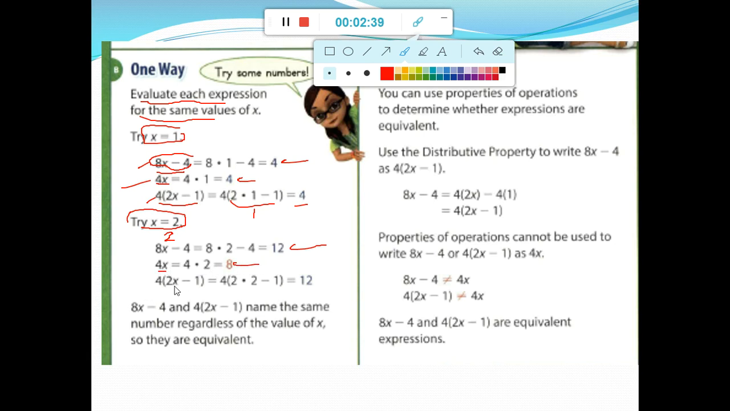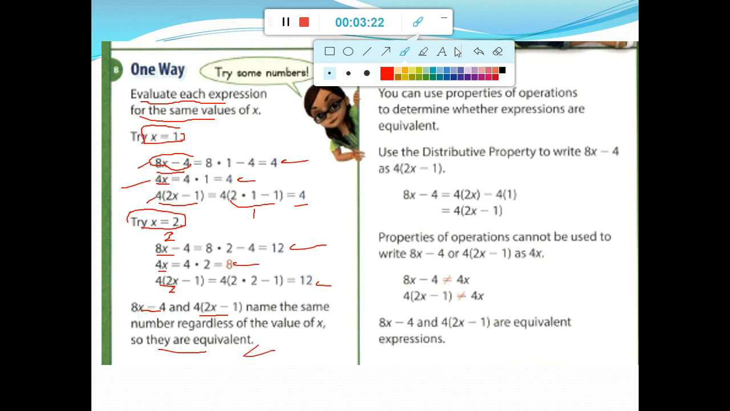Third one, 2x minus 1 and 4 outside the parentheses. So 2 multiply 2 equals 4. 4 minus 1 equals 3. 3 multiply 4 equals 12. So these two expressions, the first one and the third one, which is 8x minus 4 and 4 parentheses 2x minus 1, name the same number regardless of the value of x. So they are equivalent. Whatever the value of x we use, they get the same value, so they are equivalent.